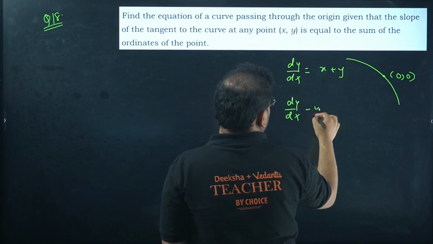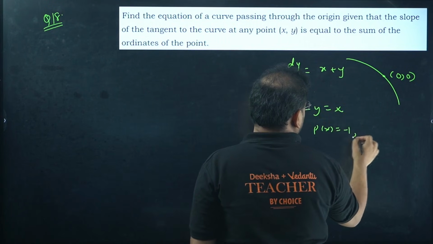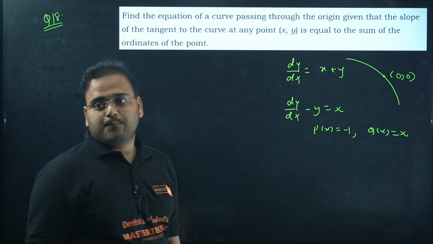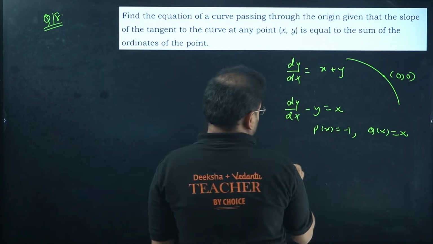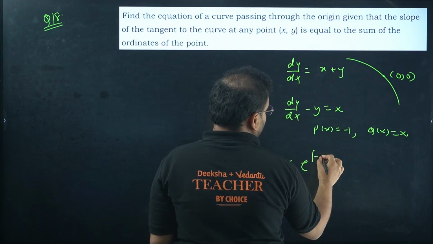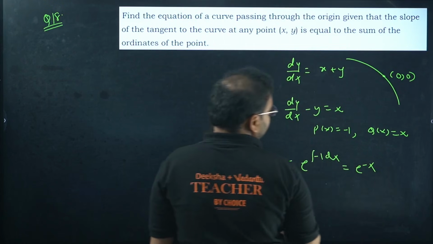Okay, so I get dy by dx minus y equal to x. The value of Px in this case is minus 1, and Qx is x. So the integrating factor is e power integral of minus 1 dx, so e power minus x is my integrating factor.